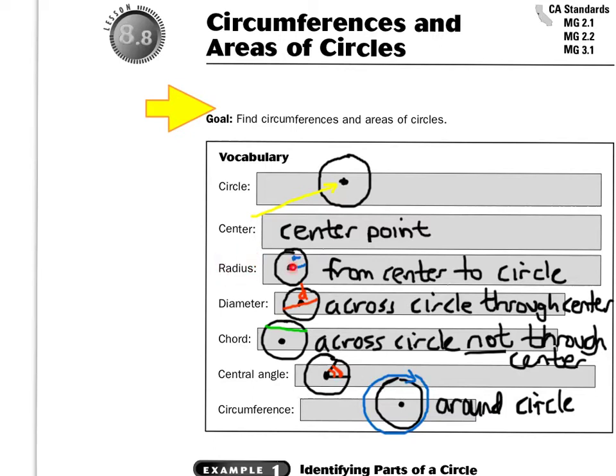Radius goes from the center point and stretches out to touch the circle, okay? So from the center point, stretches out, touches the circle. A diameter goes from one side of the circle through the center to the other side of the circle. So it's a straight line segment that goes from one point on the circle to another point on the circle, but it has to go through the center point.